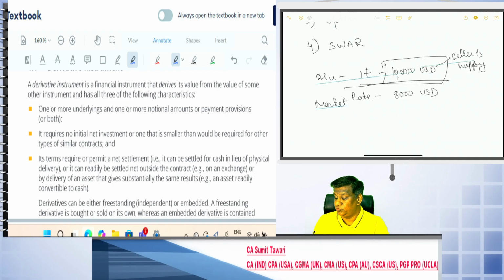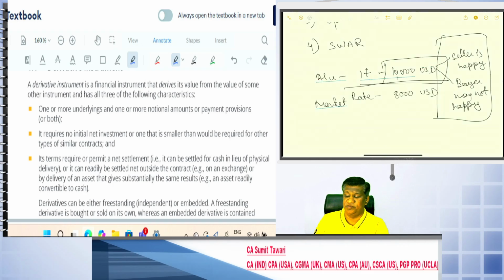So no issue from the seller side, but the buyer may not be happy because he could get the product at a lesser price in the market. But in a forward, what happens? Both need to fulfill the condition, whatever the situation. The seller needs to sell at 10,000 US dollars and the buyer needs to buy at 10,000 US dollars. They both need to fulfill their condition.